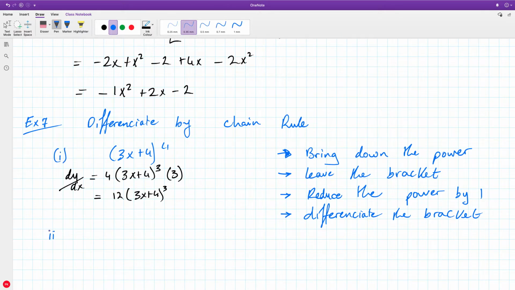I've got this one. 2x squared plus 1 to the power of 5.